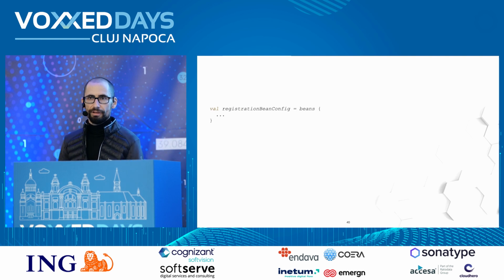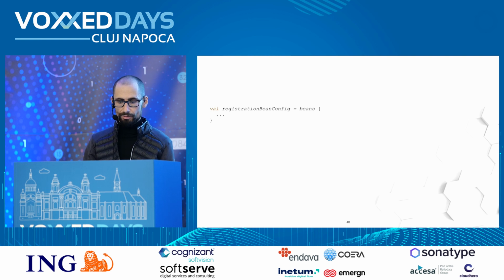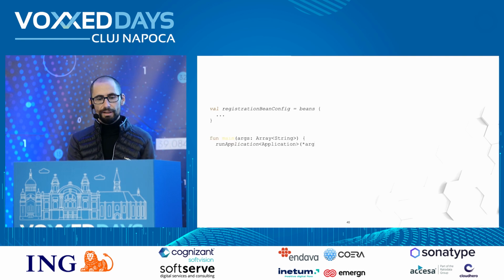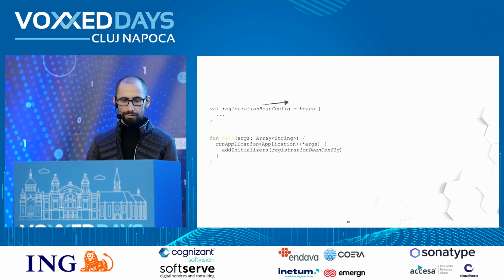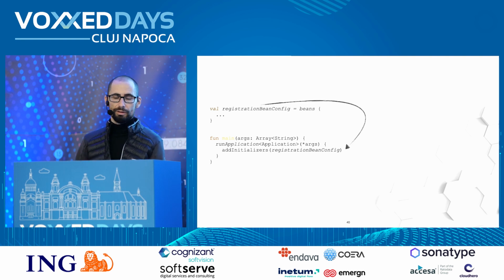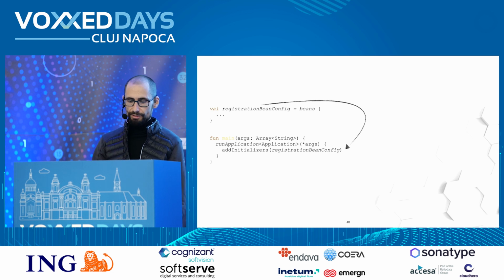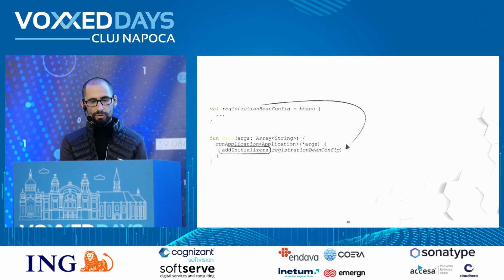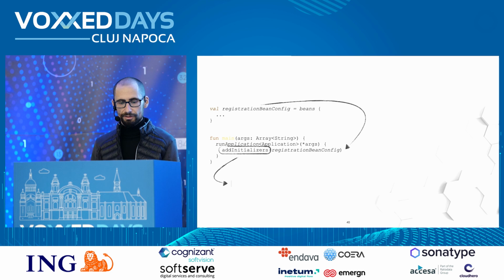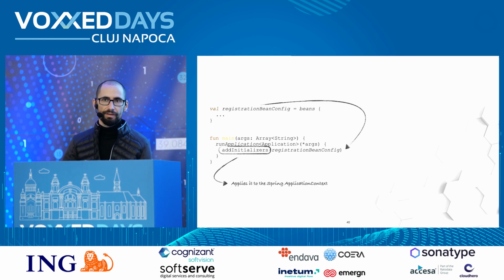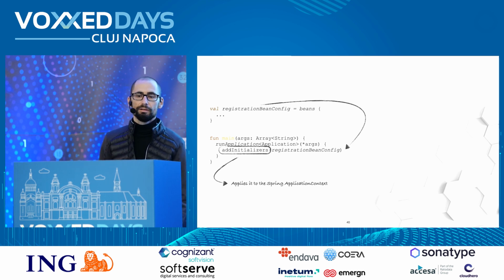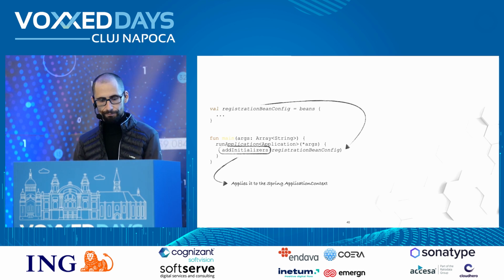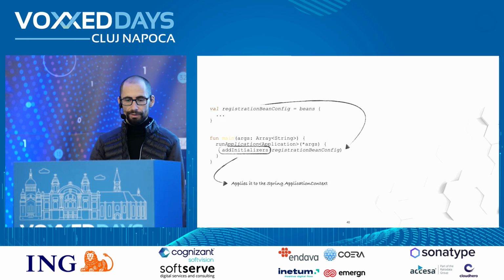Okay, now that we've created our beans, we also need to register them to the application context of Spring. And it's quite easy. We pass our bean configuration to the add initializers function. What the add initializers function does is basically apply everything that is inside there to the Spring application context. And we have a fully working Spring application without any changes to our domain.